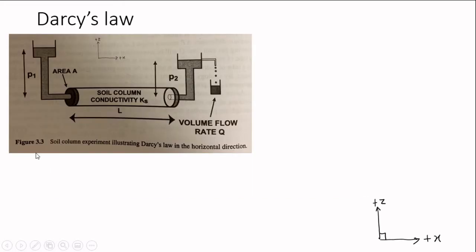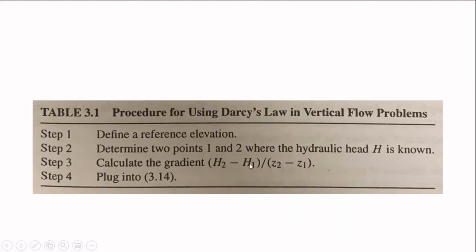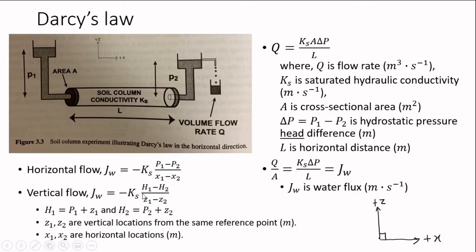If you look at the previous slide, we have h1 minus h2 and z1 minus z2, but here it shows h2 minus h1 and then z2 minus z1. So basically it's the same thing, it's just that the numbering is different, but you can still plug into this equation and use it to calculate the vertical flow. In this case, JW is the water flux.